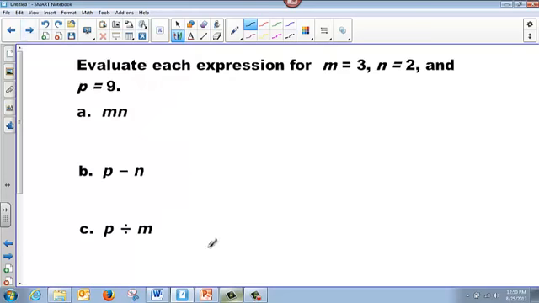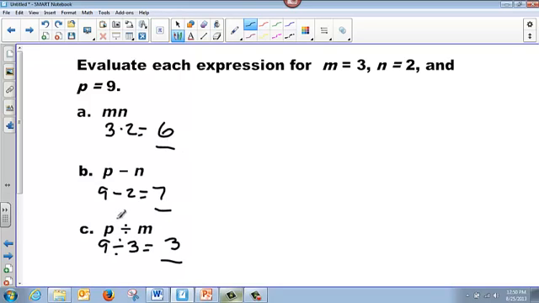Now, I want you to pause the video and evaluate these 3 expressions. Okay, here we go. M has a value of 3. N has a value of 2. And 3 times 2 equals 6. So this is the evaluated M times N for these values. Okay? P minus N. P is 9. N is 2. So 9 minus 2 equals 7. And P divided by M. So we're going to do 9 divided by 3, which equals 3. So these are the values of the expressions when substituting these numbers for the variables.